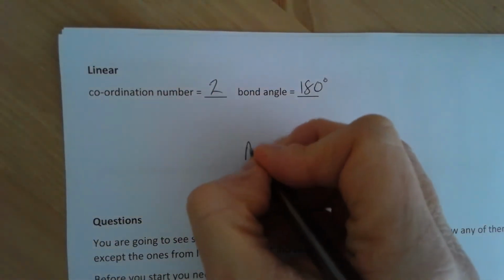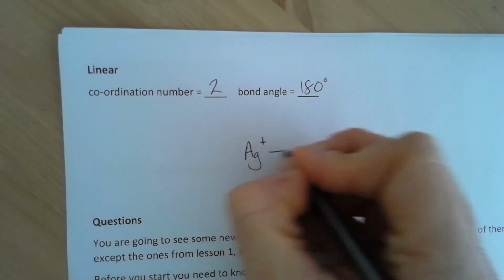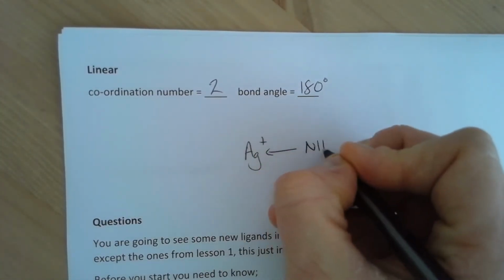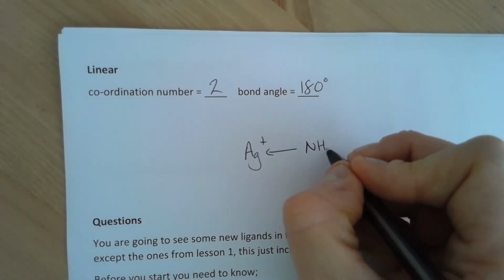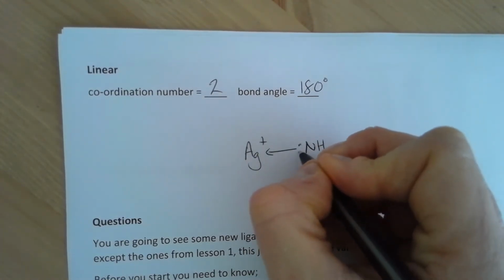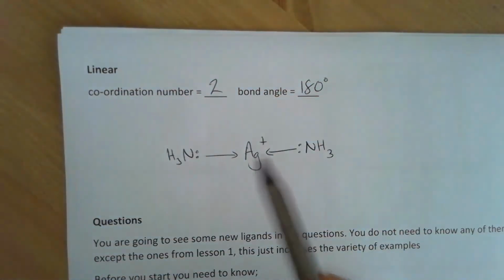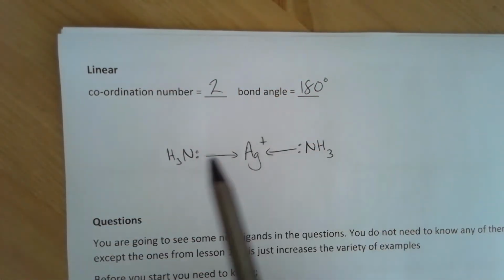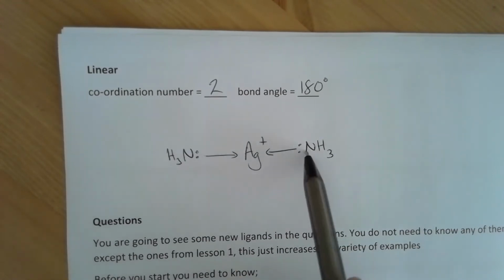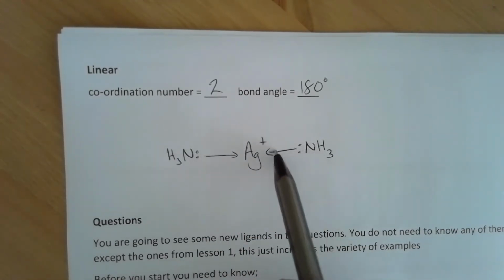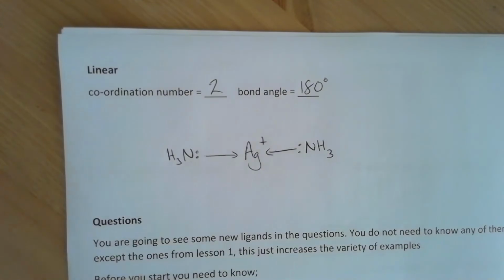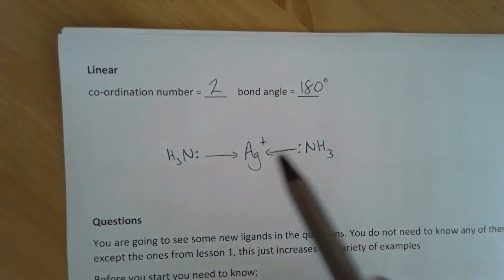An example, again an example that we need to know, is the diamminesilver(I) complex, which has two NH3 ammonia ligands dative covalently bonded to a silver 1+ ion.